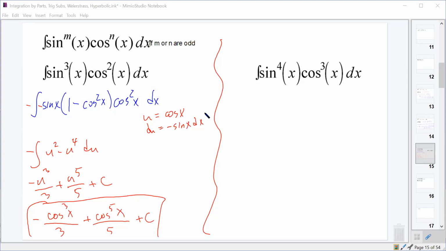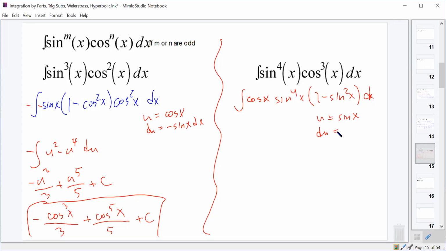All right, so what about this one then? This time the odd power is on the cosine, so we'll leave one cosine. And then we'll have sine to the fourth, and then the other cosine squared that's left will become a 1 minus sine squared x dx. And we'll do the substitution with u equal to sine x this time. And then du is equal to cosine x dx. Good or no?